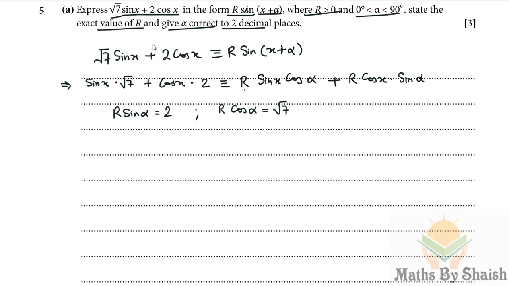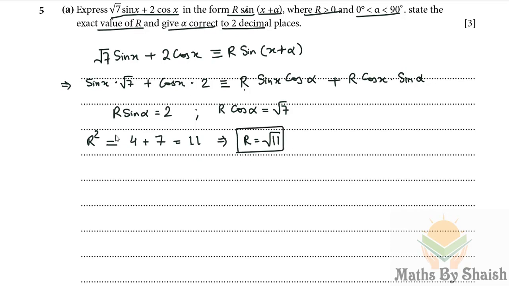So now we need to get r. For r we have sine alpha and cos alpha, so let's square both sides and add. We'll get r squared sine squared alpha plus r squared cos squared alpha, so adding both, that is going to be r squared equals 2 squared, that is 4, plus root 7 squared, which is 7, so that is 11, and hence r is root 11. That's the exact value of r.